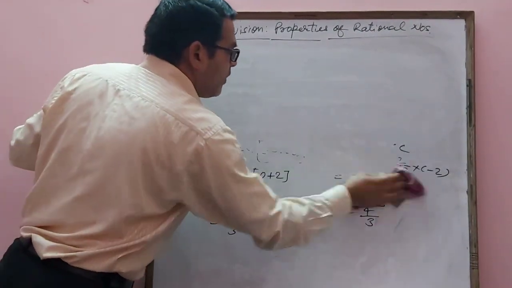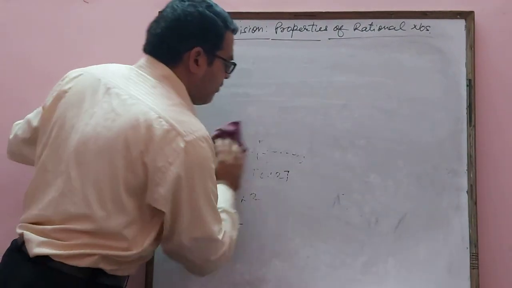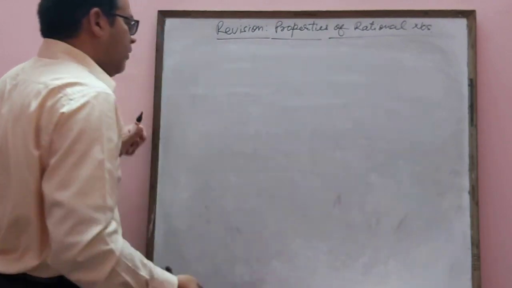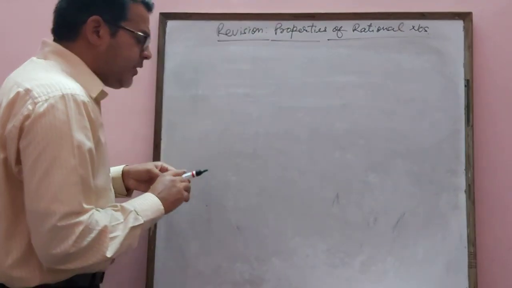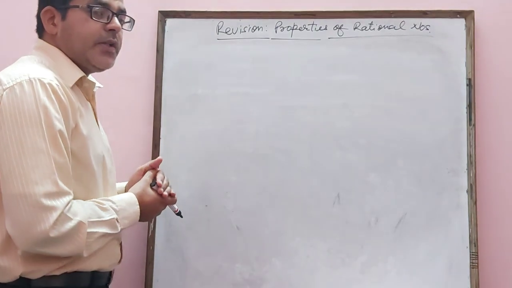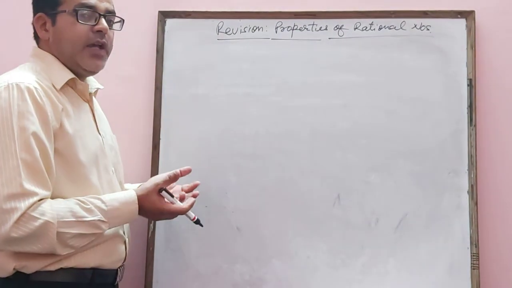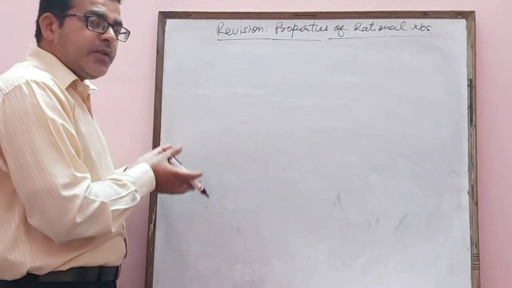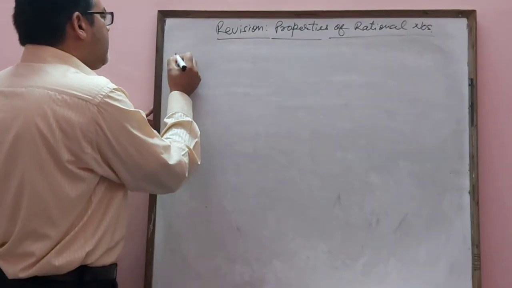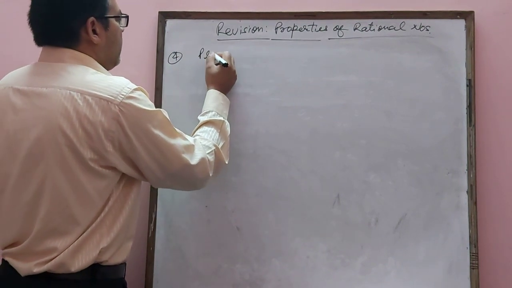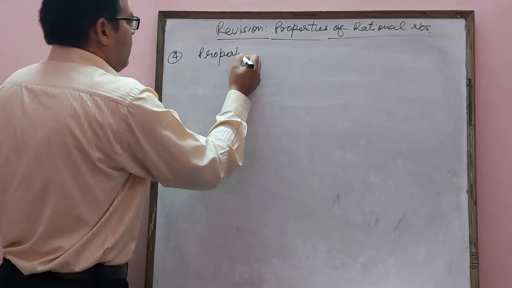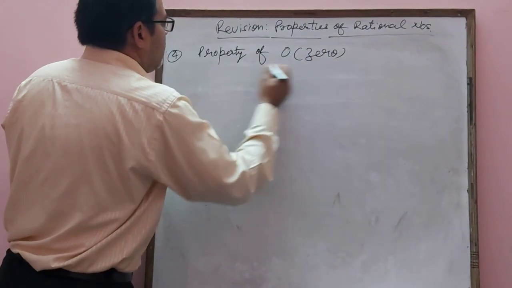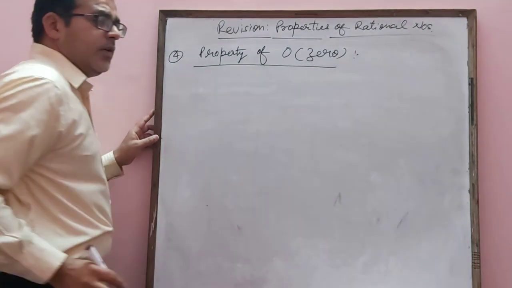Property of 0. This is very, very important. Property of 0 we'll talk about. You know that 0 is a very special number. We can also say 0 is a big hero of mathematics, and 0 is a special rational number. How is it special? You can see here. Property of 0. This is 0.